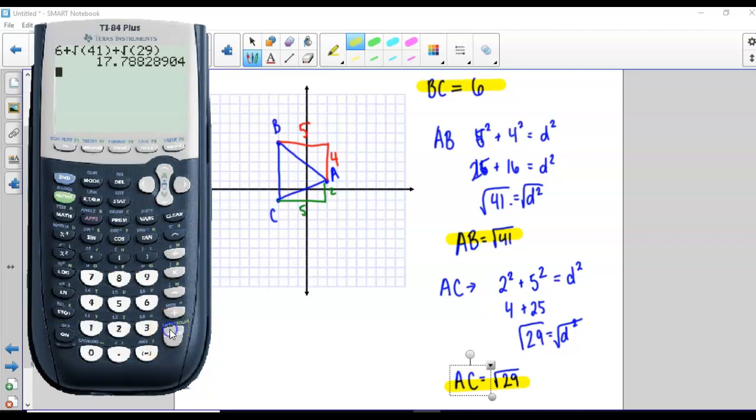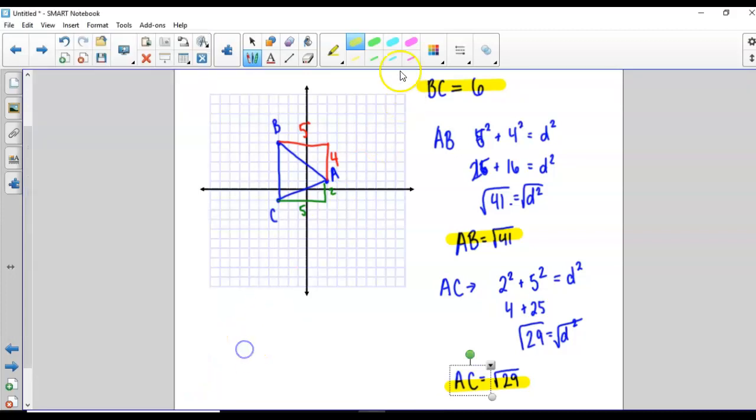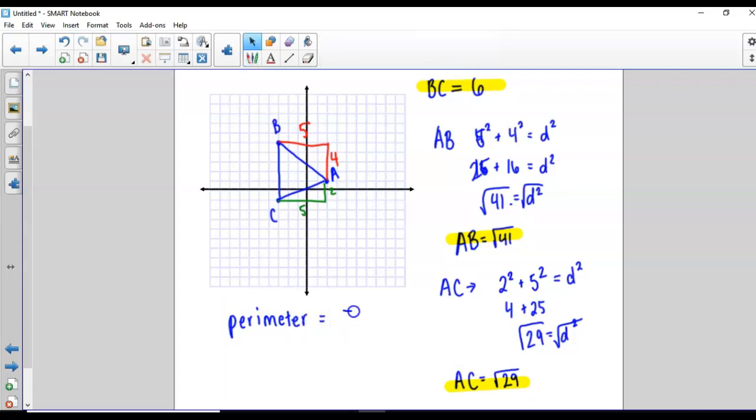So whenever we do this, we should get 17.788. So our perimeter is 17.788. So this problem is just a way for math teachers to make you have to find the distance 3 times.